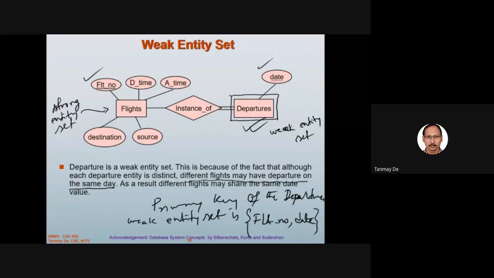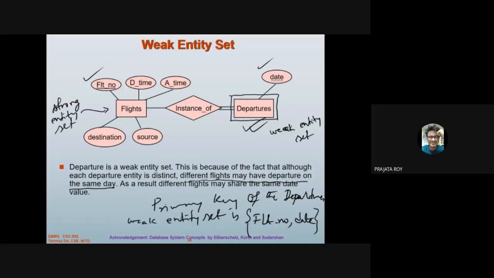So I hope the concept of weak entity set and strong entity set, how we can form the primary key of the weak entity set, and what the discriminator or partial key of the weak entity set is, the idea is clear.